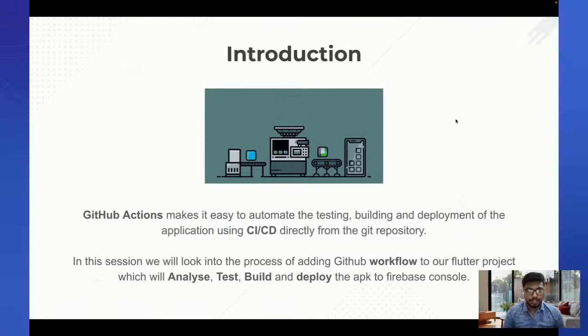A little introduction. GitHub Actions makes it easy to automate testing, building, and deployment of the application using CI/CD directly from the GitHub repository. So if we upload our project into GitHub, we can easily implement the workflow using GitHub Actions. In this session, we'll be implementing a GitHub workflow for our Flutter project, which will analyze, test, build, and deploy the app to the Firebase console and also to the GitHub release.